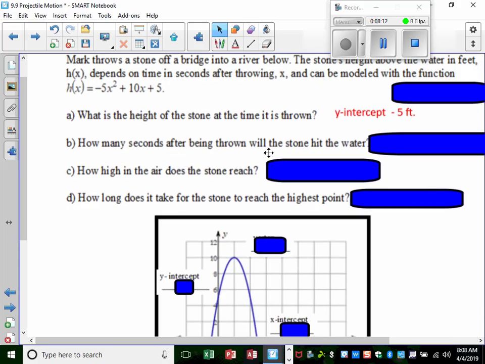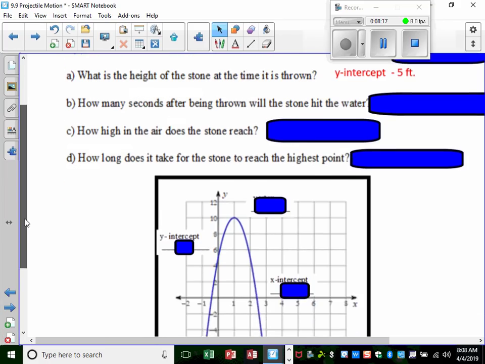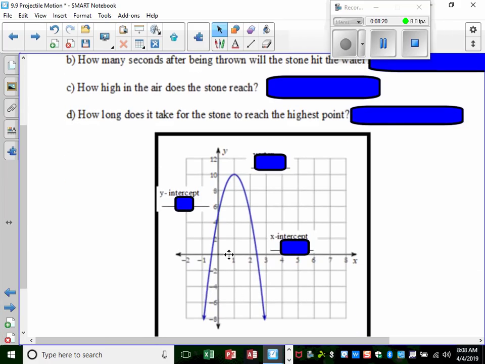How many seconds after being thrown will the stone hit the water? So if you're looking at this graph here, notice that you have two x-intercepts, but you always go with the positive x-intercept. You never go with the negative because we can't have negative time. Even if you graphed it and saw two x-intercepts and wondered which one to use, you always use the positive, because it doesn't make sense in the real world to have negative time. We can't go back in time. So in this case, it will take 2.41 seconds.